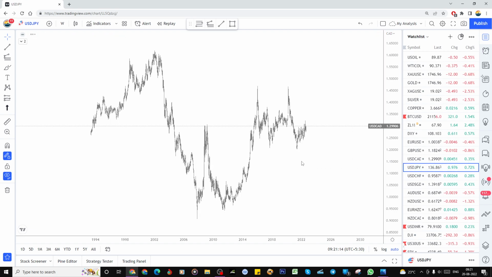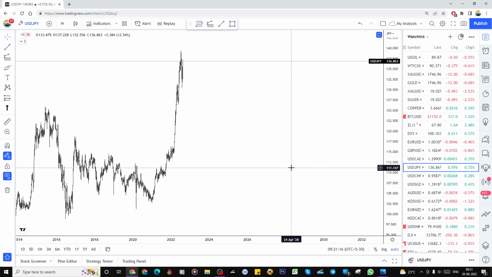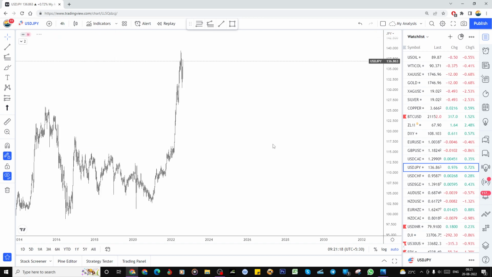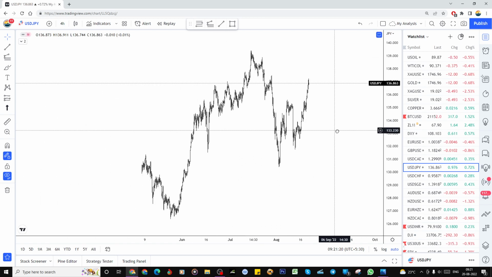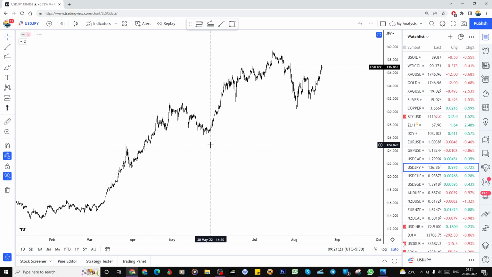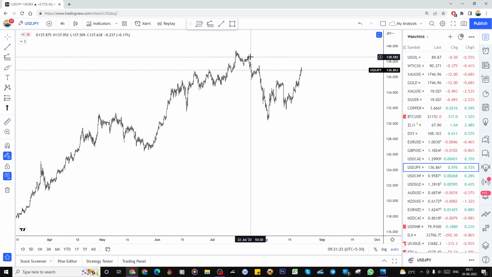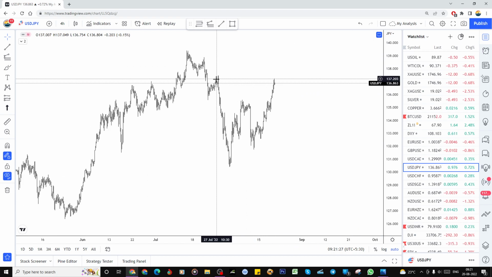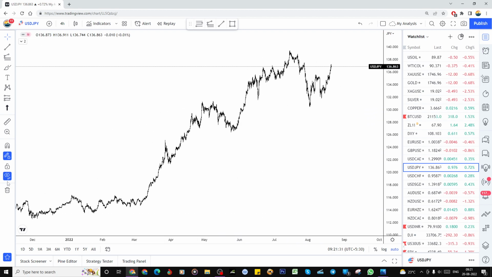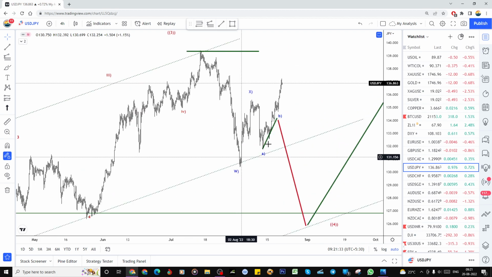So next is USD JPY. Look at this. I already shorted here and I already booked the profit here, and I didn't do anything. I just keep on watching this. This is the one I expected previously. This is the one W, this is the X, A, B and C. But what it did, now the X is extended, that's it.